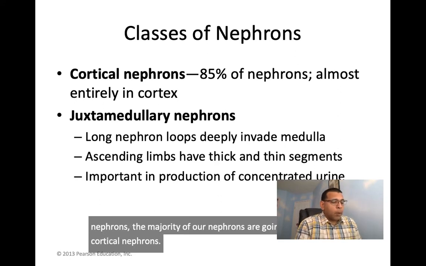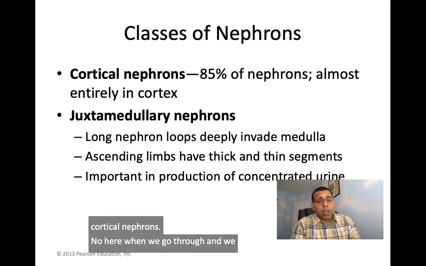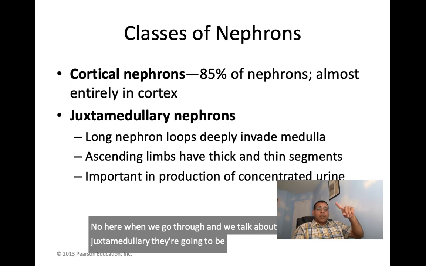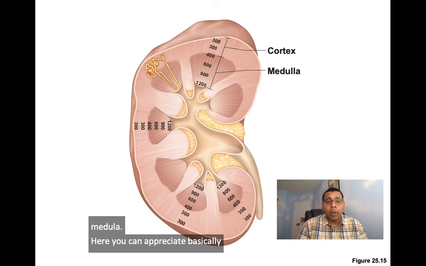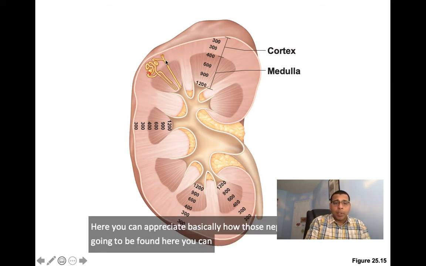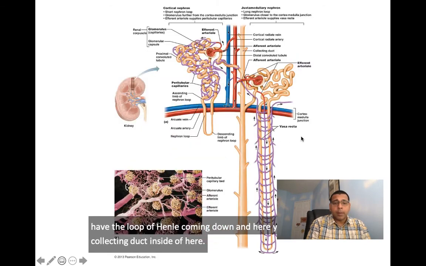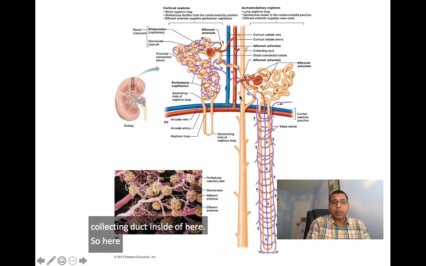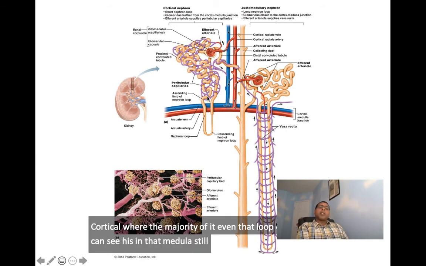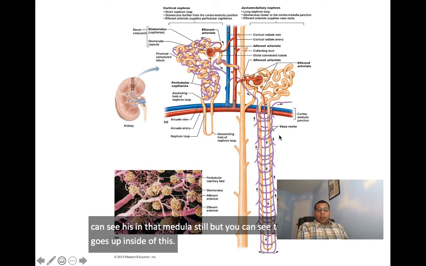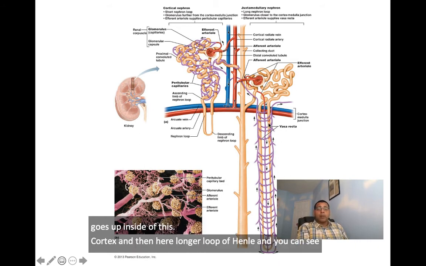Now, when we talk about juxtamedullary nephrons, they're found right next to the medulla. Here, you can appreciate basically how those nephrons are found. Here you can see how the majority of the nephron is in the cortex, like I described to you. And here you have the loop of Henle coming down, and here you have the collecting duct inside of here. So here are the two types. Cortical, where the majority of it, even that loop of Henle, you can see is in that medulla still, but the majority is up inside of this cortex. And then here, longer loop of Henle, and you can see it's mostly found within the medulla.